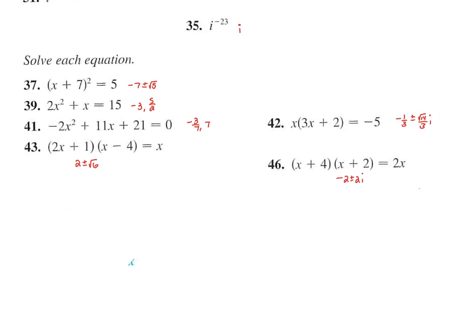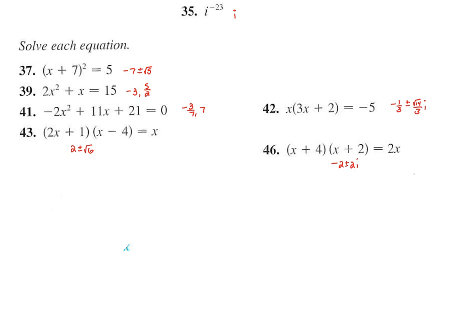Then came solving equations that are quadratic. So some of these you were able to factor. Some of them you could use the even root property like 37. Some of them you had to FOIL first, get everything to one side, and then use the quadratic formula.